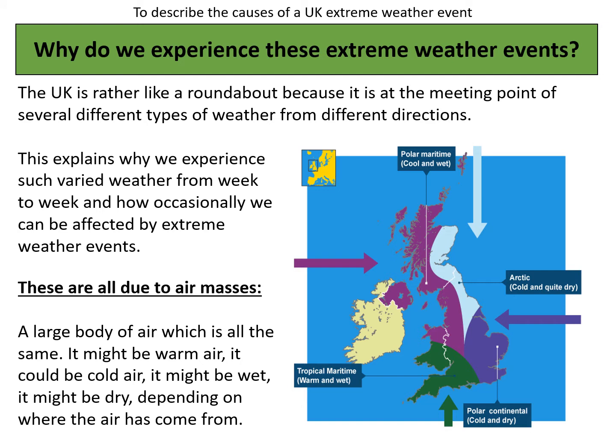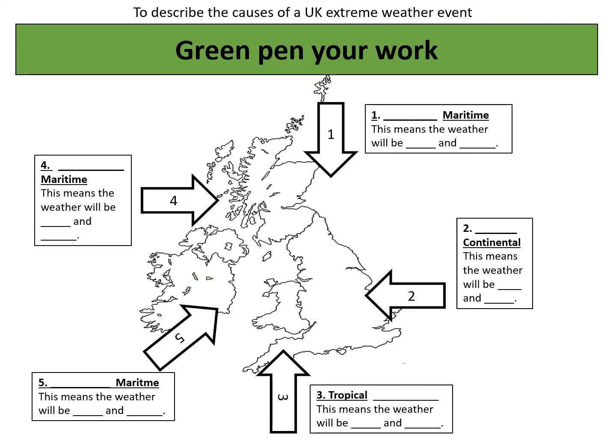So make sure you've written down a definition for an air mass, and make sure you have written down what maritime means. That travels over the sea. And what continental means. That travels over the land, so doesn't pick up any moisture. Okay, so what we have here are 5 different air masses, and we need to know the names of these different air masses. So let's go through together. You might want to pause it and have a go first, and then we'll go through it together.